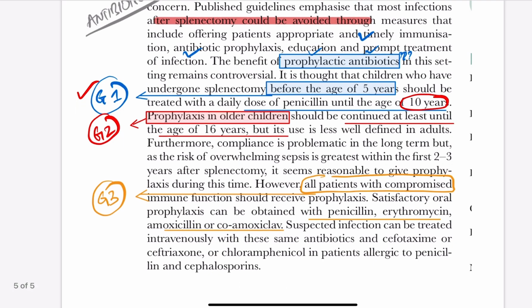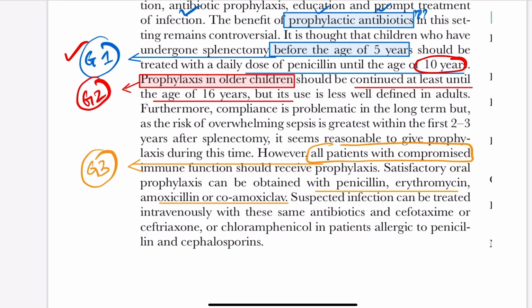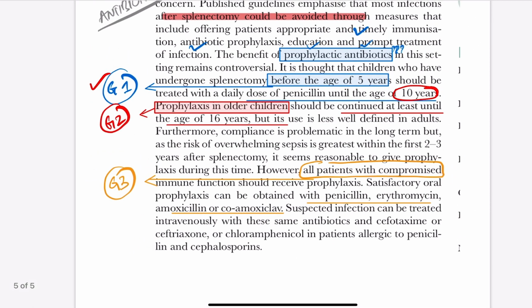And the third scenario is that a person who is immunocompromised has to receive the prophylaxis on a daily basis irrespective of the age. So these 3 are the precautions mentioned for prophylaxis. A child less than 5 years who has undergone splenectomy, continue to the age of 10 years. For a slightly older child, you continue till the age of 16 years. And for an immunocompromised child, irrespective of the age, you keep on continuing the antibiotic prophylaxis.